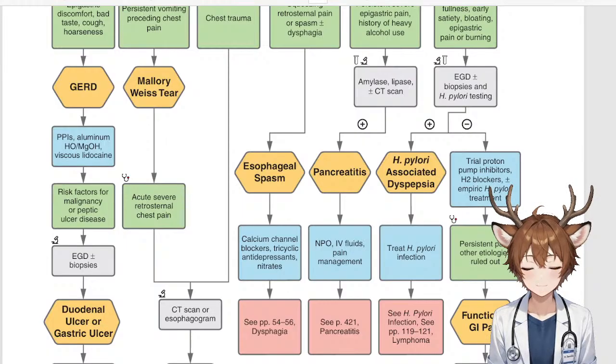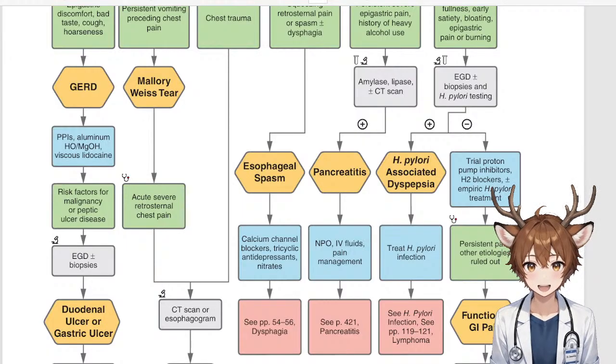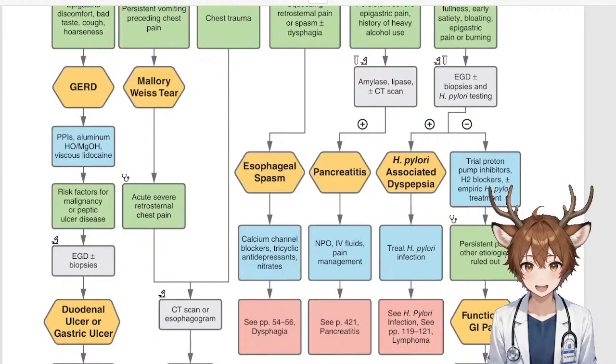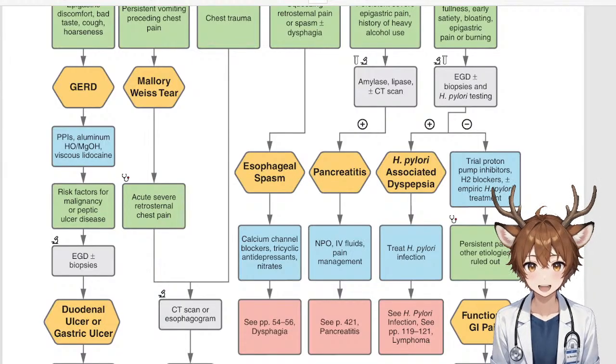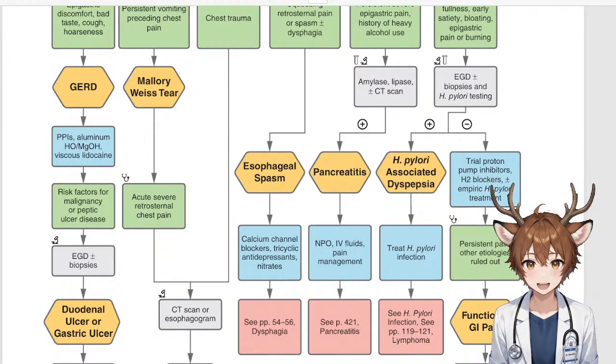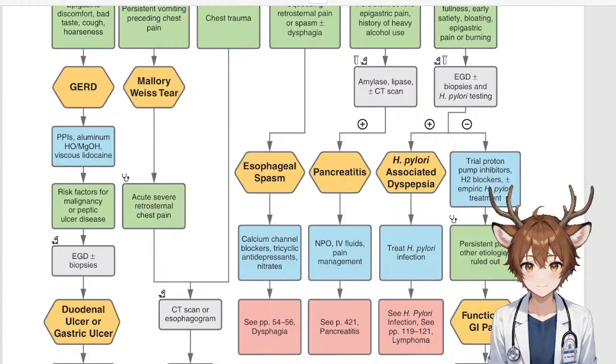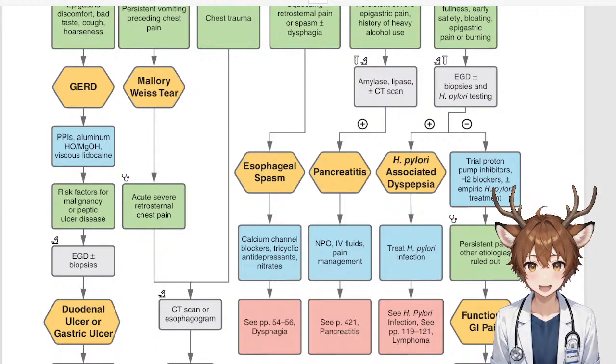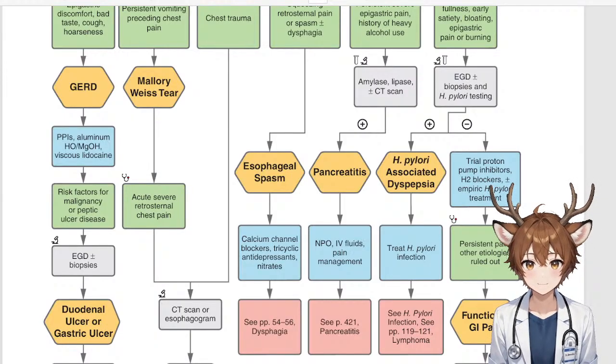To my knowledge, H. pylori treatment involves things like a PPI. You can treat with a macrolide, specifically, I think, clarithromycin. And then you have to treat with some sort of antibiotic. I'm not quite sure which one. I think. Don't quote me on that one. In fact, let me go look it up right now.